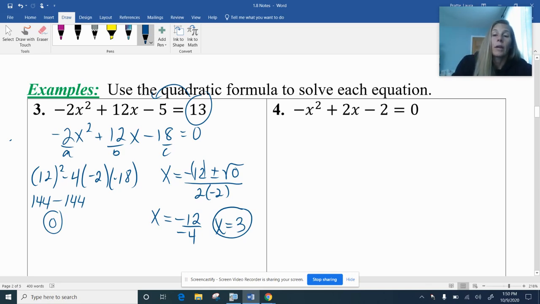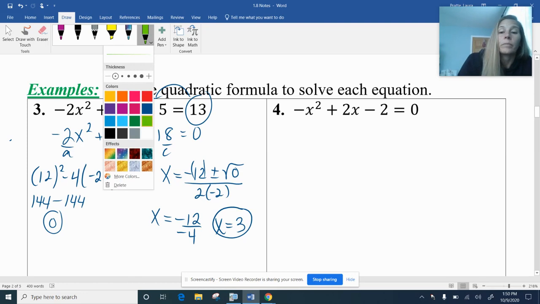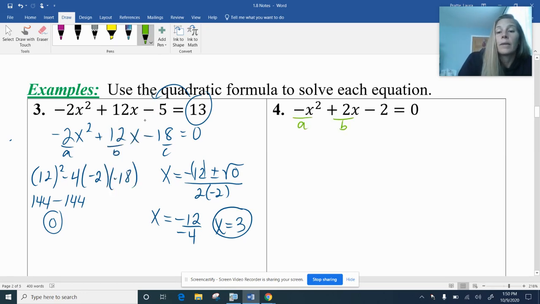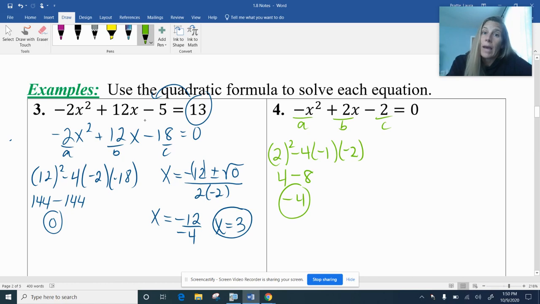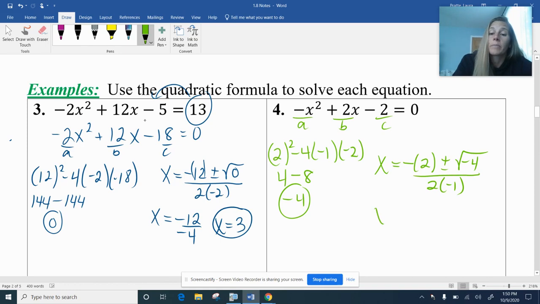So now let's take a look at the next one here. So A, B, and C, it's already in standard form. So 2 squared minus 4 times negative 1 times negative 2. So it's going to be 4 minus 8, which is negative 4. So of course, this is going to be imaginary answers. So when I put it into my quadratic formula, I have negative b plus or minus the square root of negative 4, and that's going to go over 2 times a. So negative 2 plus or minus 2i over negative 2.